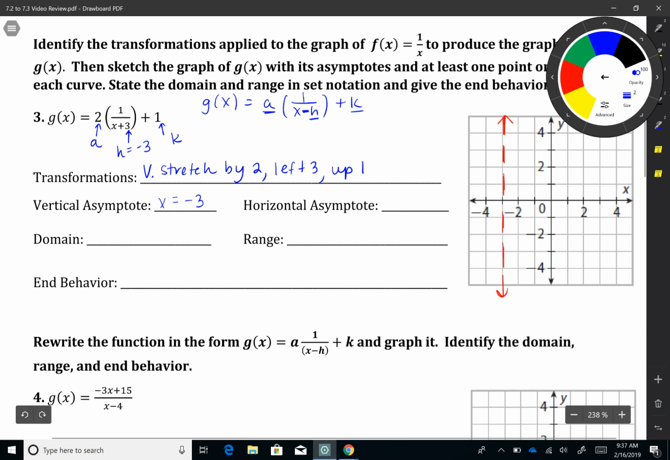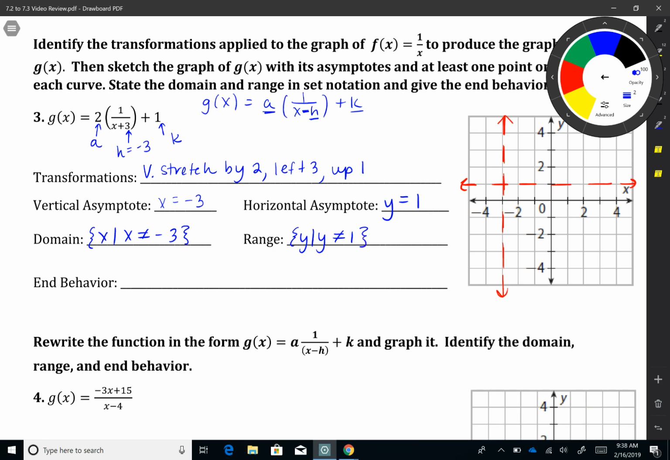And because I moved up 1, my horizontal asymptote is now at y equals positive 1. Okay. Now I can actually identify my domain and range from here, because those asymptotes tell me what values are excluded from my domain and range. So my domain is the set of x values such that x does not equal -3, where my vertical asymptote is, and my range is the set of y values such that y does not equal 1, where my horizontal asymptote is.